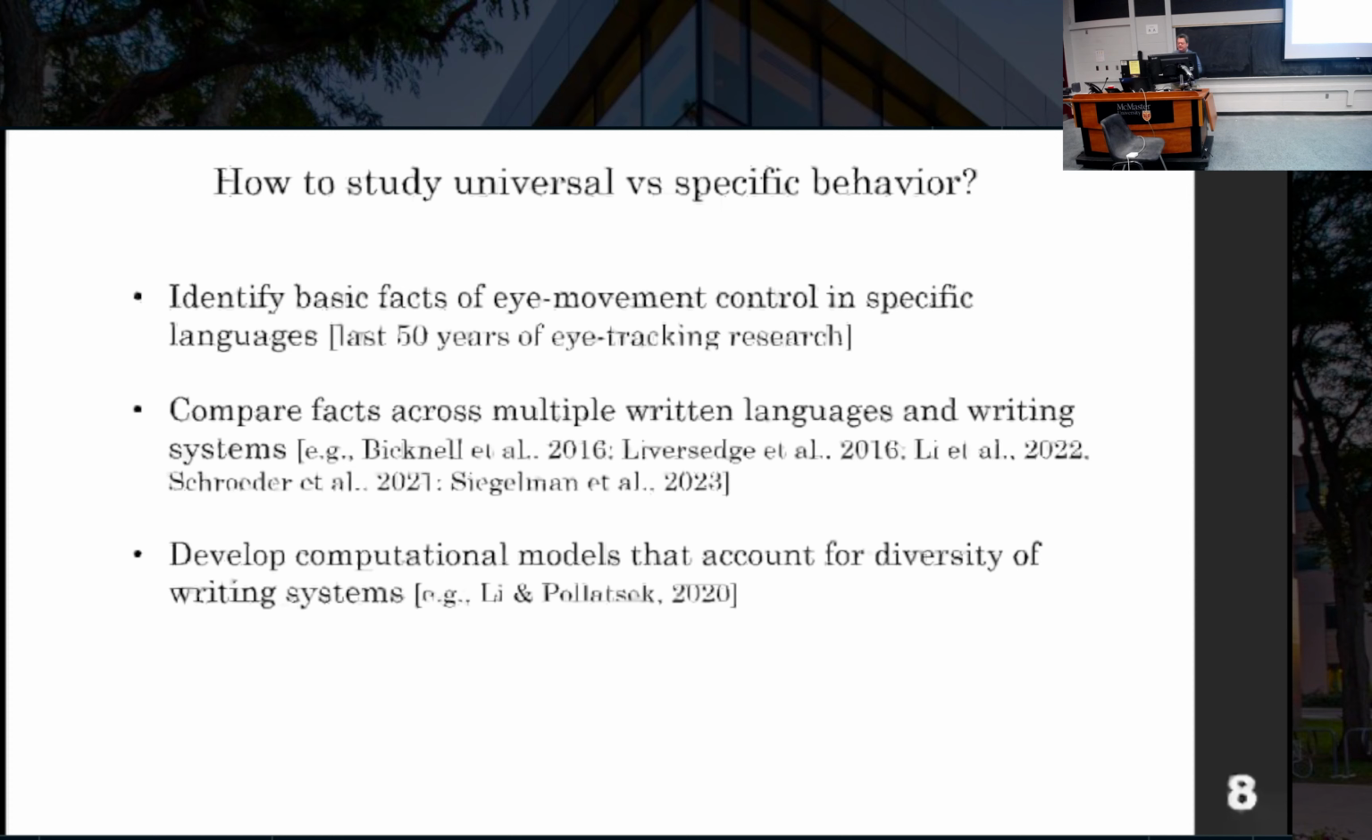So the growing field to which this work belongs as well is to compare facts across multiple written languages and writing systems. And the next step that we did not get to yet, but hopefully the field will, is to develop computational models that account for the diversity of writing systems.